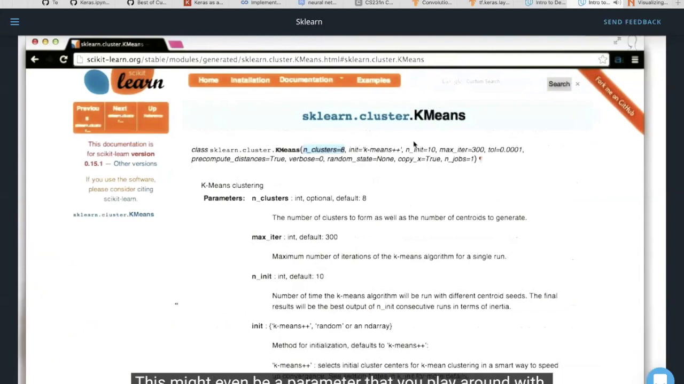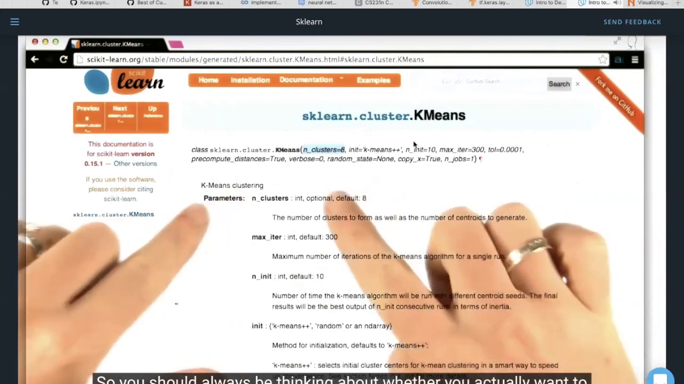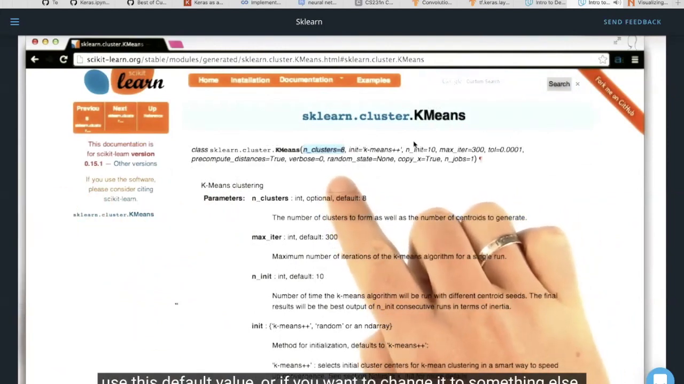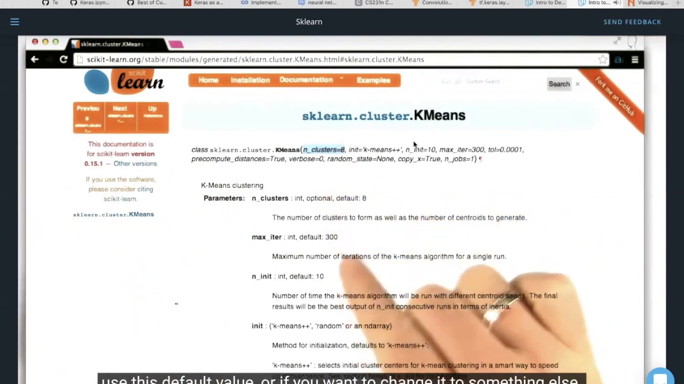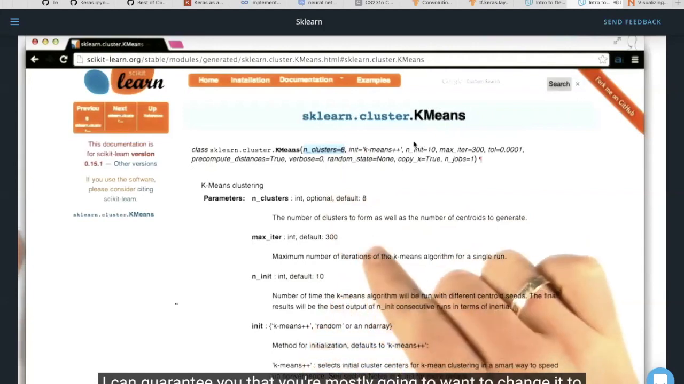This might even be a parameter that you play around with. So you should always be thinking about whether you actually want to use this default value or if you want to change it to something else. I can guarantee you that you're mostly going to want to change it to something else.